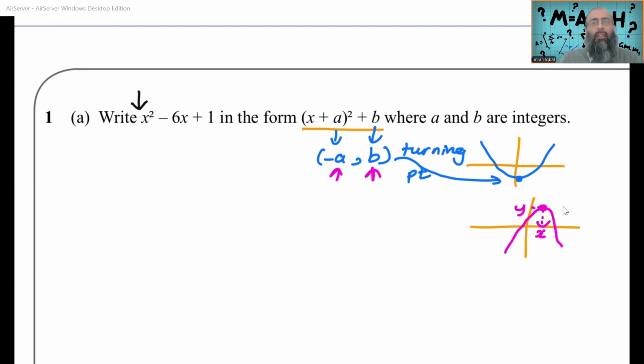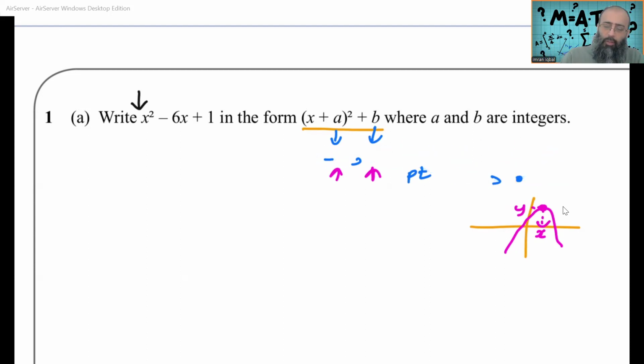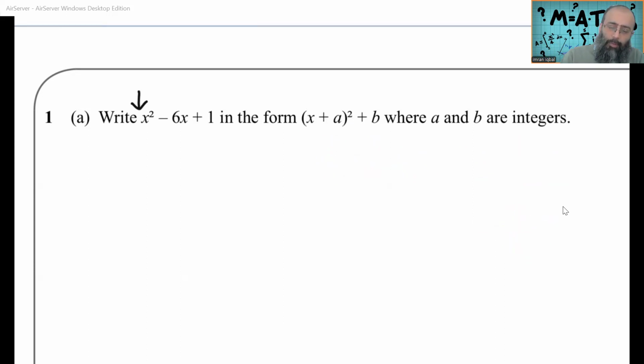Okay, without any further delay, how do we complete the square? Let's get rid of all of this stuff for the moment. We can put that stuff back on, but we put it on at the top. We have to inverse the a value and copy the b value to give us the turning coordinates. So x squared minus 6x plus 1, we look at this first part of the equation, x squared minus 6x. Then we drop down the x.